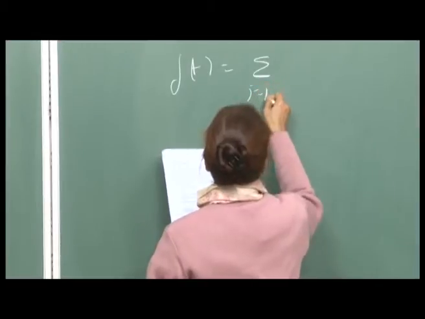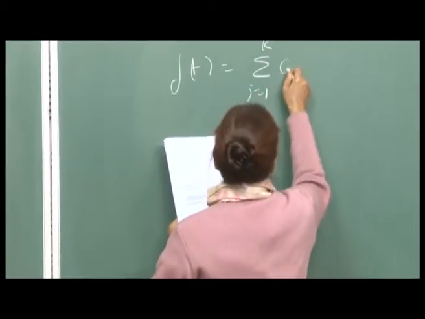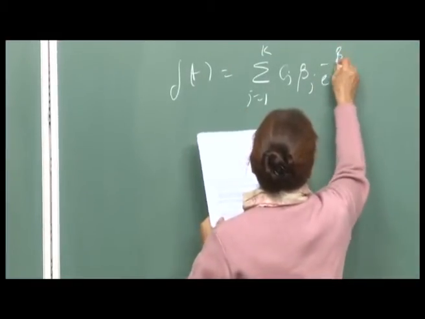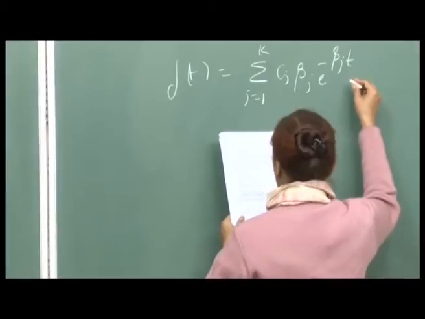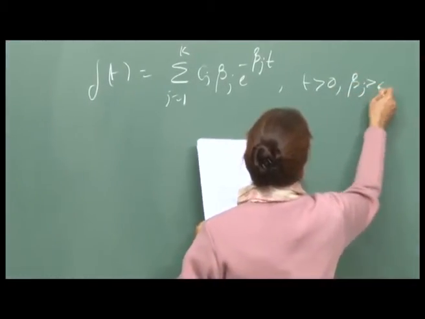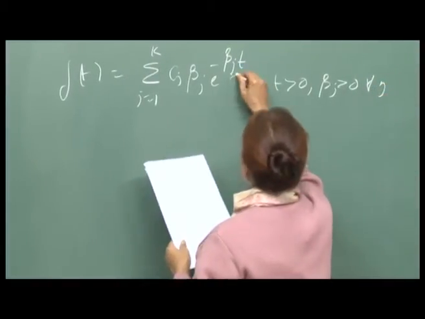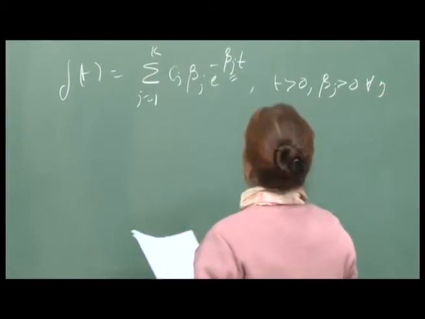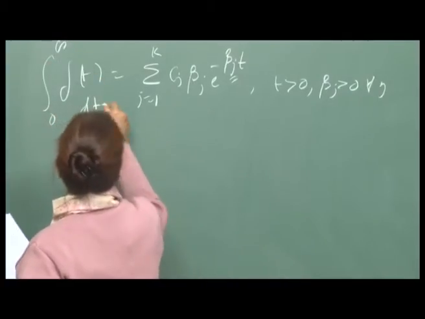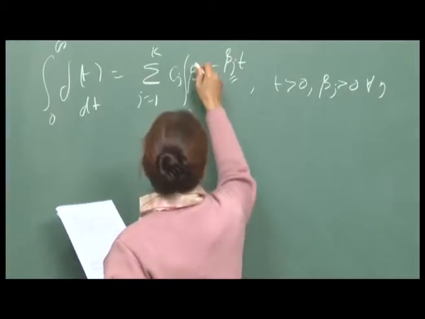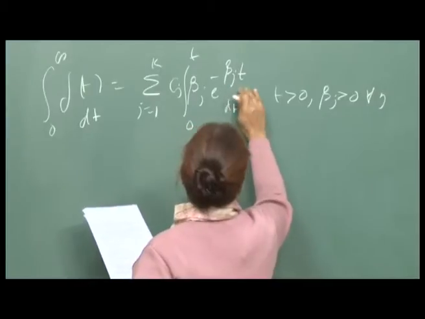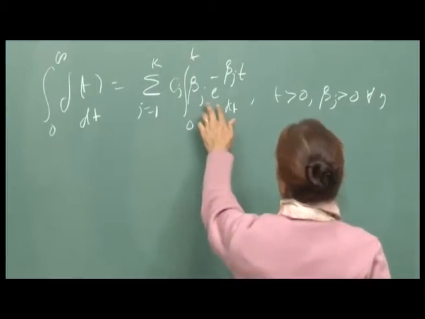So, this is j varying from 1 to k, and this is C j beta j e raised to minus beta j t. This is for t greater than 0 and beta j greater than 0 for all j. So, this is beta j, make the correction. And so, when you integrate this from 0 to infinity dt, you will be integrating all separately, each from 0 to infinity dt. Now this is equal to 1.